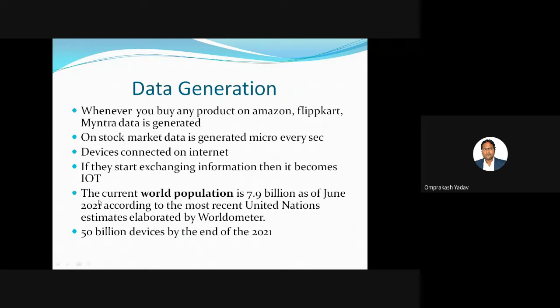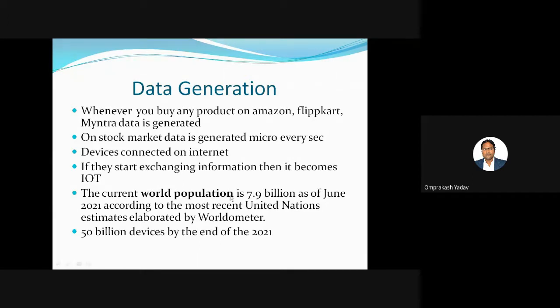So let's say whenever you buy any product on Amazon, Flipkart, or Myntra, then definitely you are generating data. Whatever you are doing, you are generating data every day. On the stock market, data is generated every second, even every microsecond. Then there are devices connected to the internet. So many huge numbers of devices are connected to the internet. How many devices are connected?